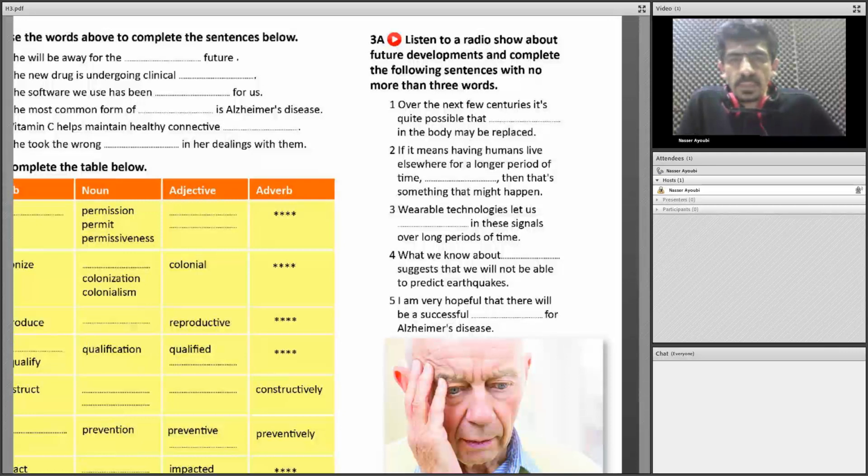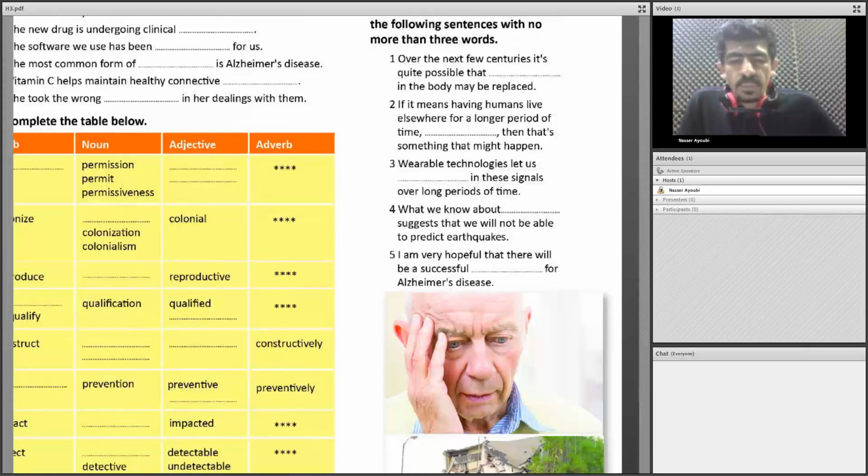If it means having humans live elsewhere for a longer period of time but not reproduce, then that's something that might happen. Number 3, wearable technologies let us quantify the patterns in these signals over long periods of time.